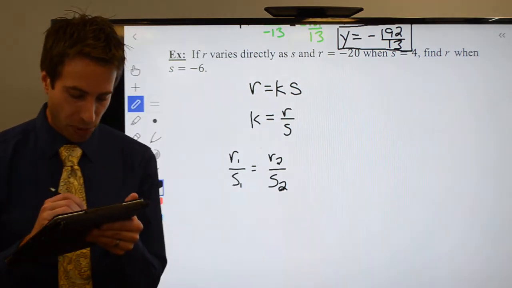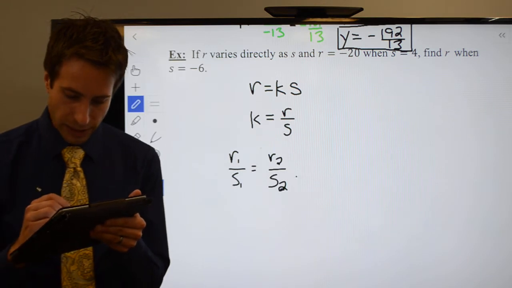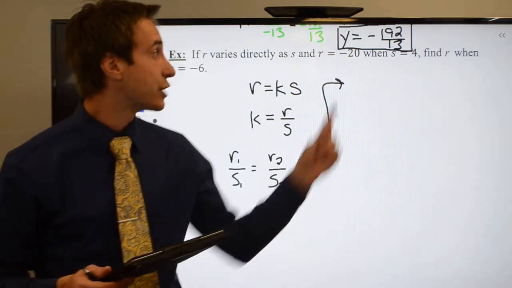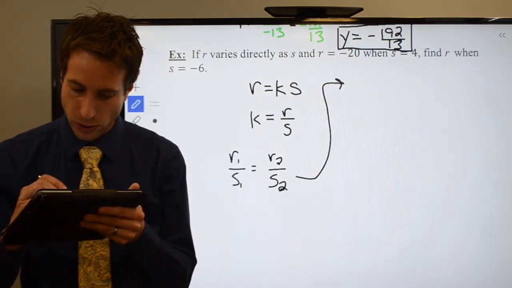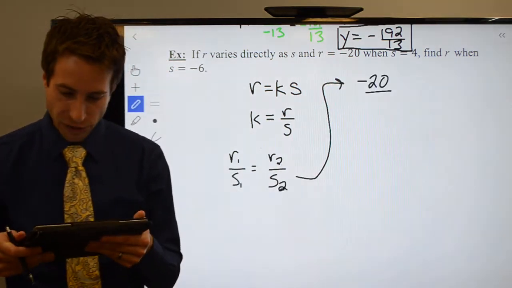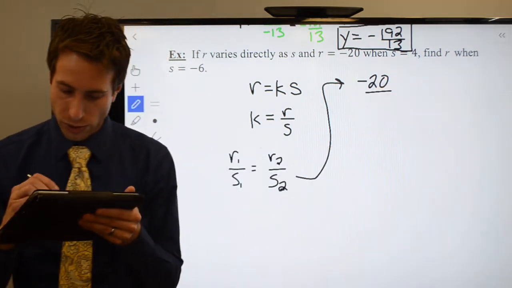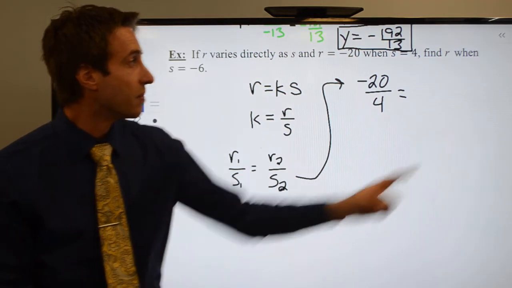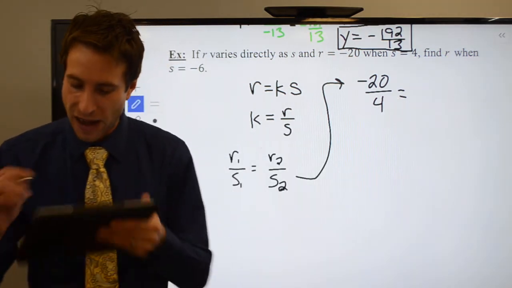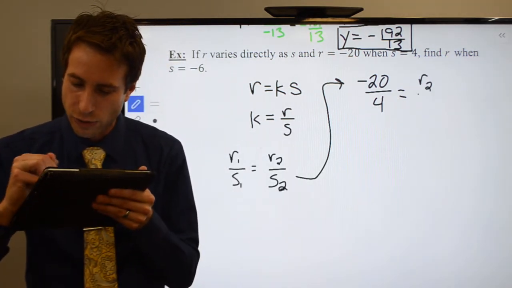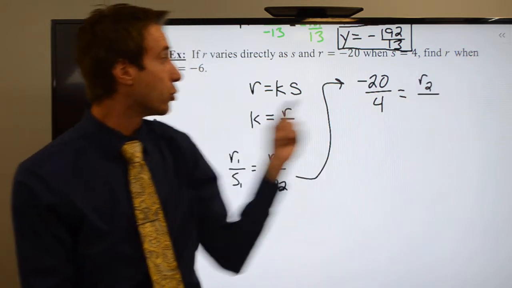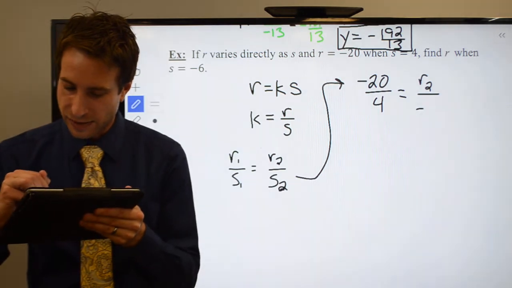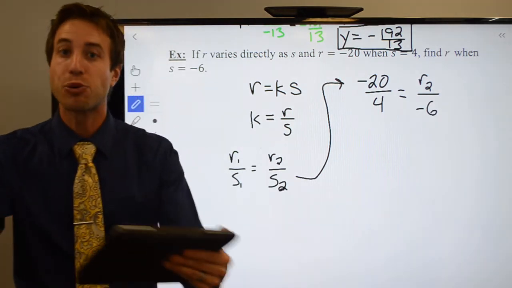So let's go ahead and start plugging stuff in. Bring this guy right up here. And here's what I know. I know that my initial value of R is -20, so -20. My initial value of S is 4, so divided by 4. That's all going to be equal to R2. I am not given R2, I'm asked to find R2, so I'll just leave that R2 value in there. And I'm asked to find R2 when S has changed to a -6. So I'll put a -6 down here, and it's pretty easy algebra.